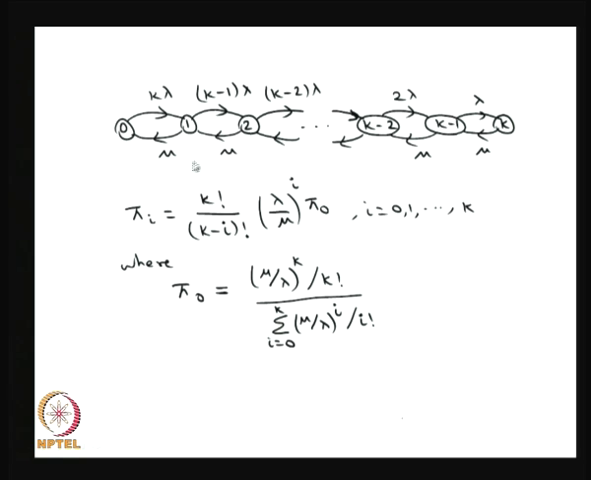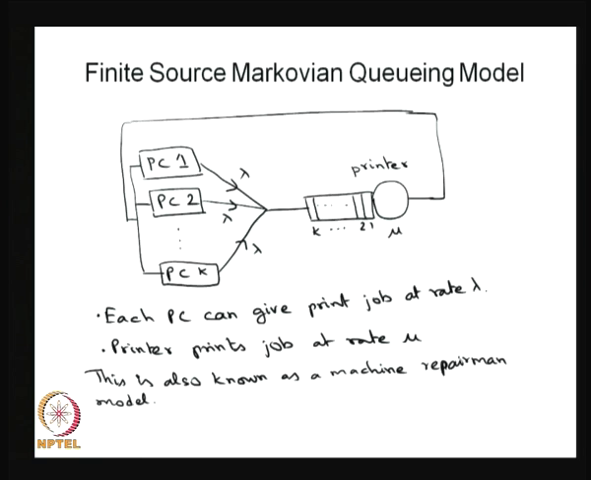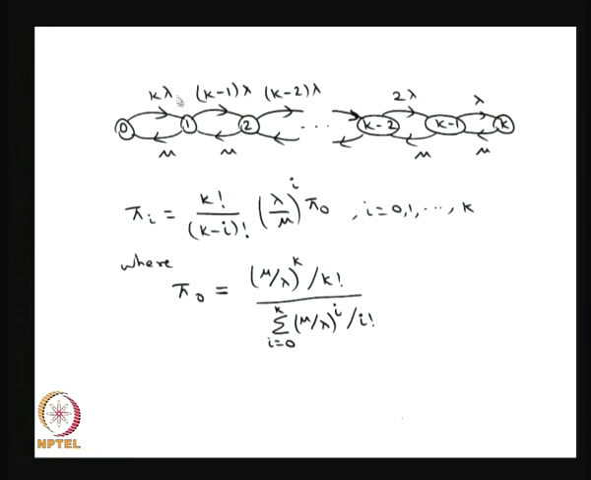Once you know the birth rates and the death rates, you can apply the birth-death process concept to get the steady state probabilities. Here we get pi_n in terms of pi naught, and using the summation of pi_n equal to 1, you get pi naught also. Once you know the steady state probabilities, you can get all the other measures. The difference in this model is that it is a finite source, therefore the birth rates are state dependent, whereas the death rates are mu only.